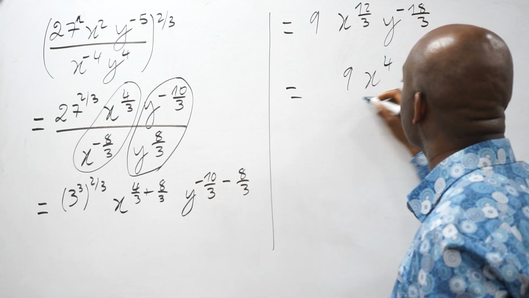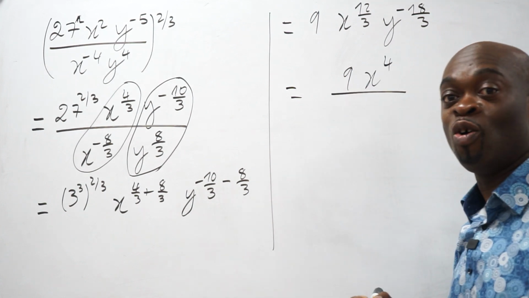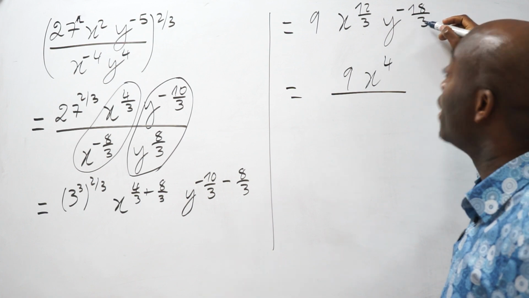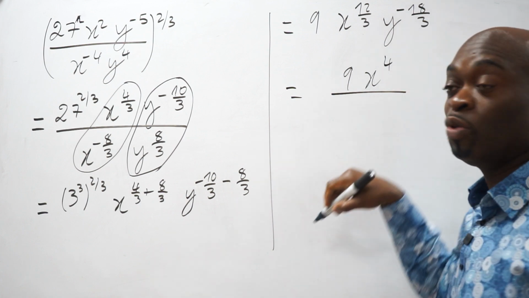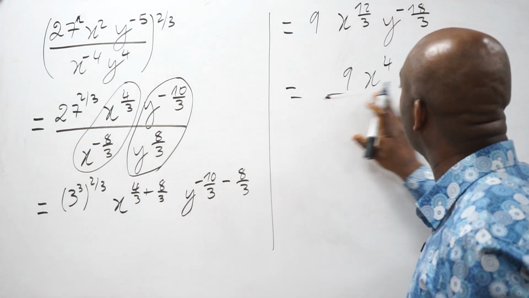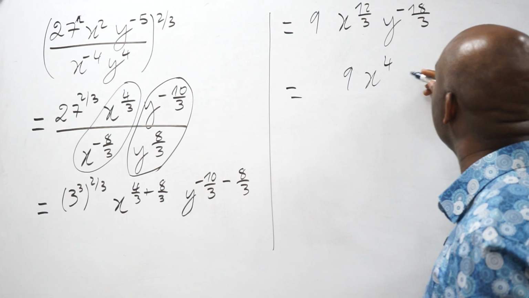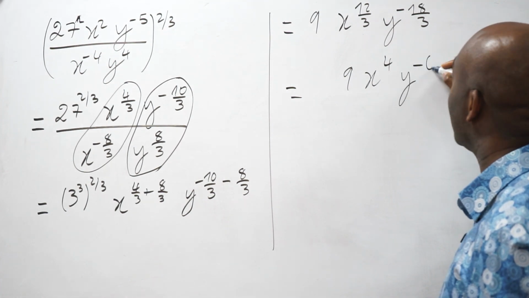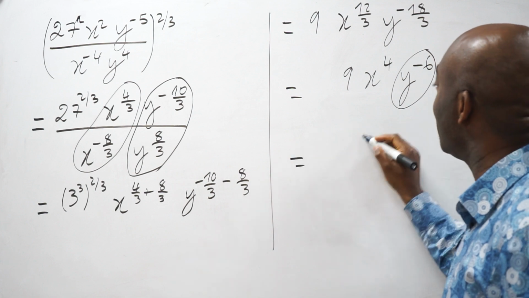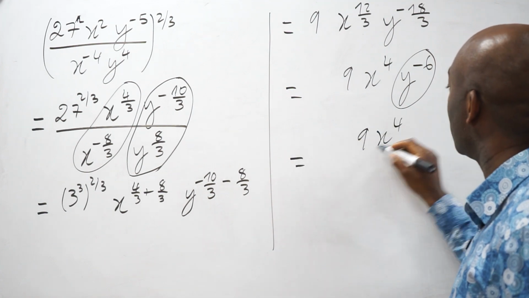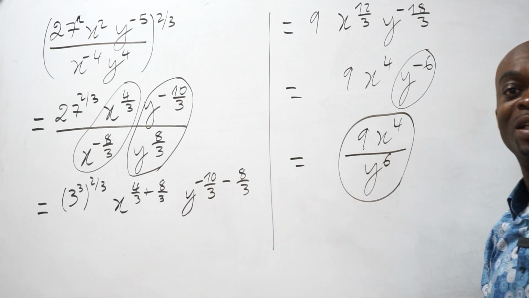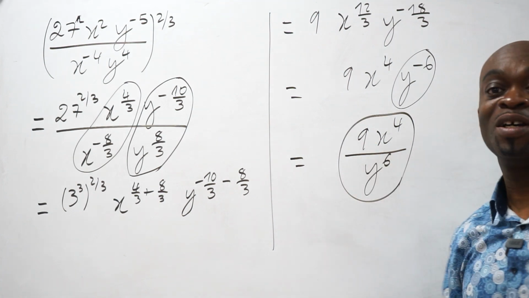So it's x to the 4th power. Over, y, because negative 18 divided by 3 is going to give us negative 6. And because that's a negative power, we're going to bring it down. Or let's keep it there for now. Let's take it one at a time. So we have y then negative 6. And because this one is a negative power, it cannot stay there. So we have 9x to the 4th over y to the power 6. And then, ladies and gentlemen, we have finished. Voila.